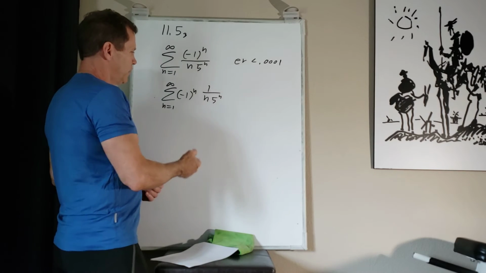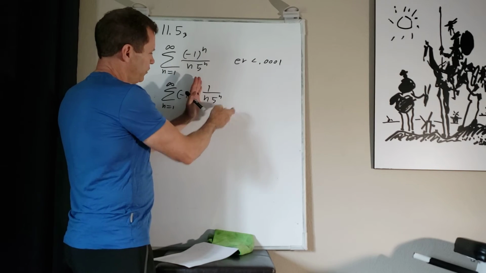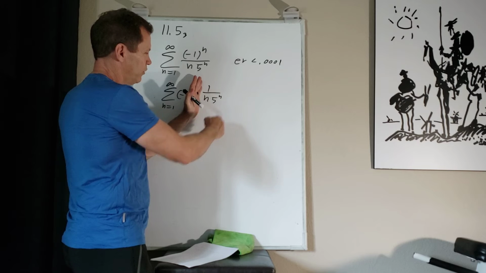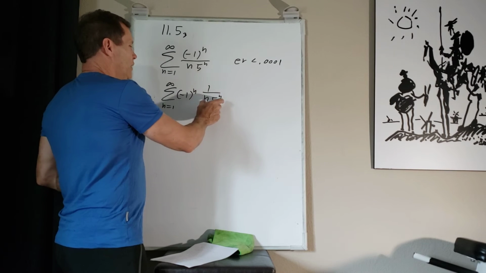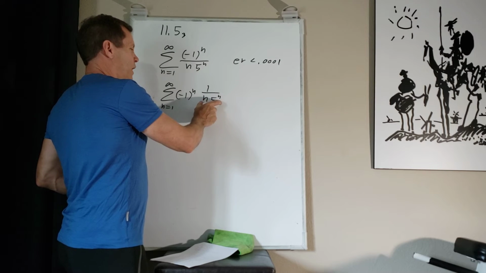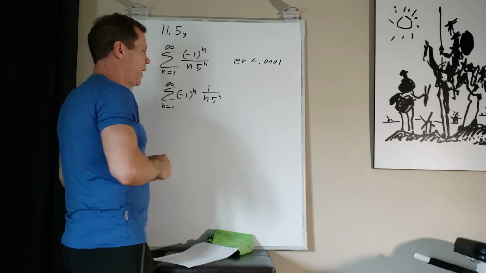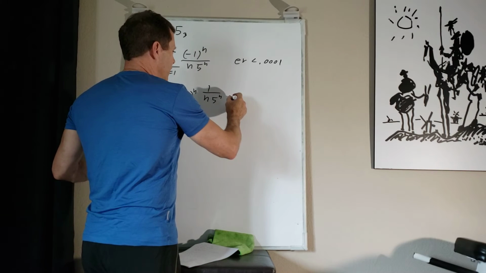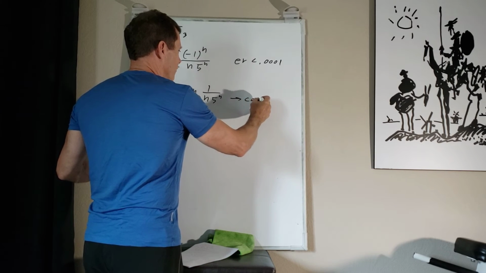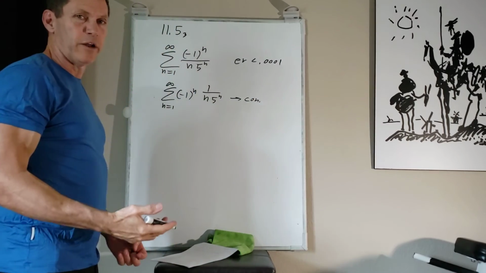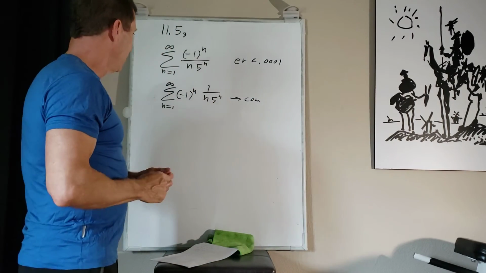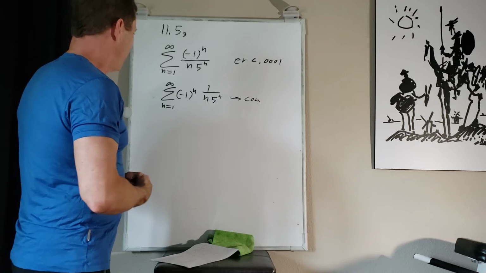So it's decreasing, positive, and does it go to 0? Yeah, the bottom's going to infinity, so it's going to 0. The limit is 0, the terms are positive, and they're decreasing. So I know by the alternating series test that this is going to converge. Converge to what? I don't know, we'll probably never know. But let's get an error on it.